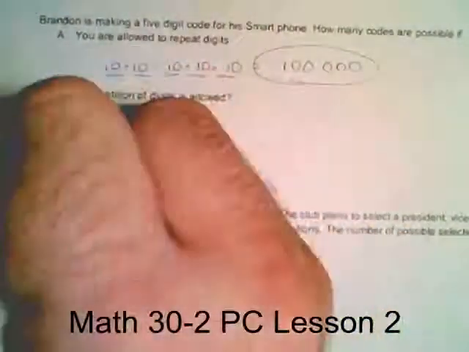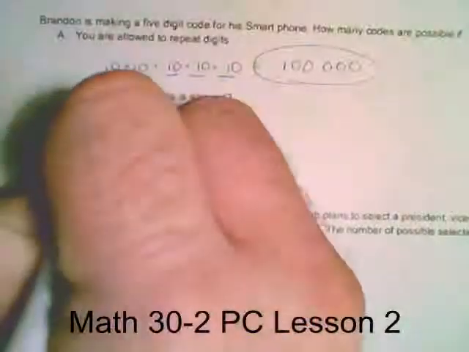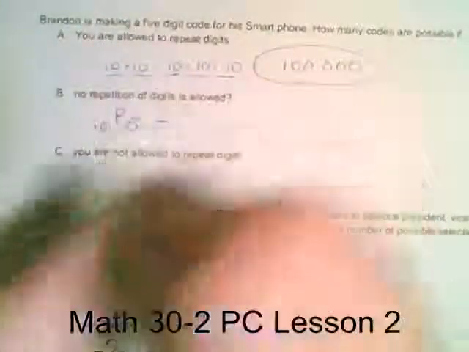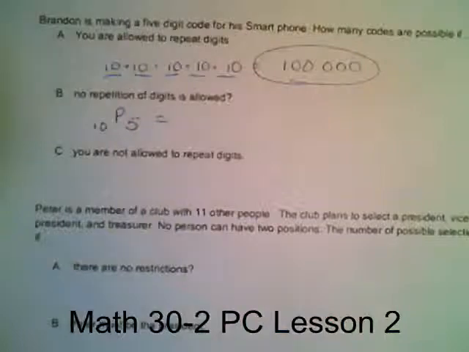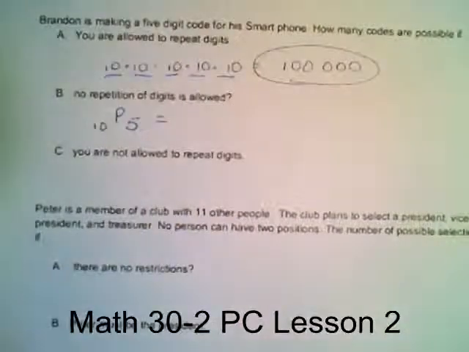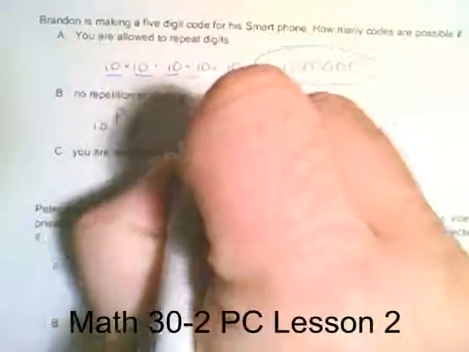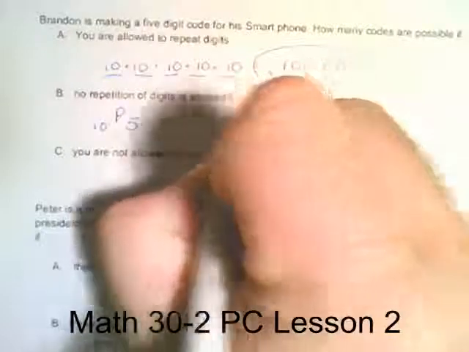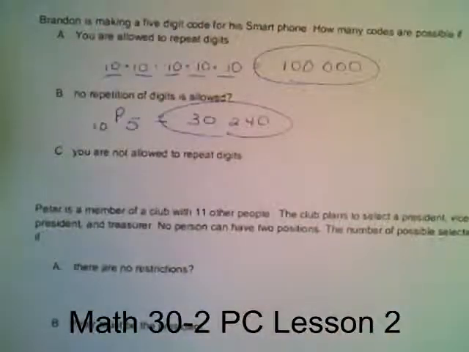Okay, if I have no repetition of digits, so I'm not allowed to repeat digits, in this case I could do 10 times 9 times 8 times 7 times 6, or I could also recognize that I could write that as 10 pick 5. I've got 10 digits to choose from. I must pick 5 of them, and if I do that, that's 10 pick 5, and I'm just going to use my calculator again. That's 30,240. So if I'm not allowed to repeat digits, there are only about 30,000 of them.